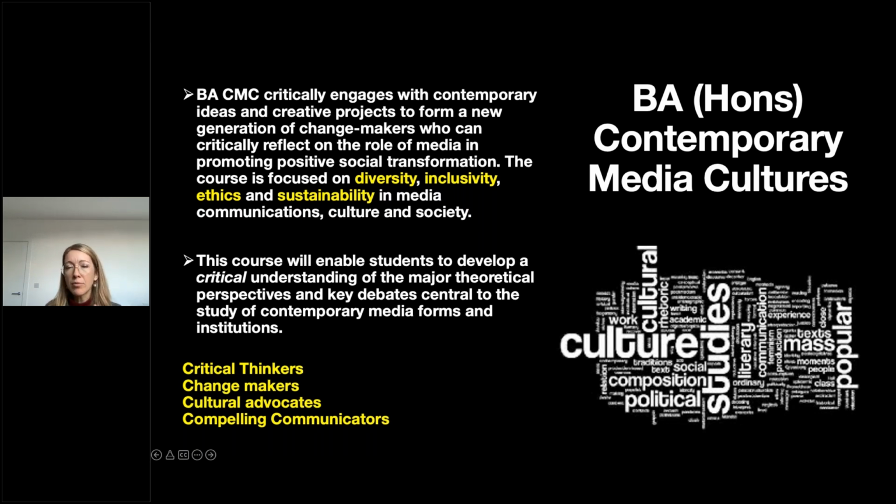You want to be able to become really key change makers, cultural advocates, and also compelling communicators. So the ethos of the course is an ethos supported and sustained by a passion for justice and diversity, but also a passion for media and communications and creative industries that is driven towards positive change. So if you are a person who wants to make a difference in the world, I would say apply for this degree, because it's not just about communications and media and culture. It's a bit more than that. It's about making meaningful change in society.